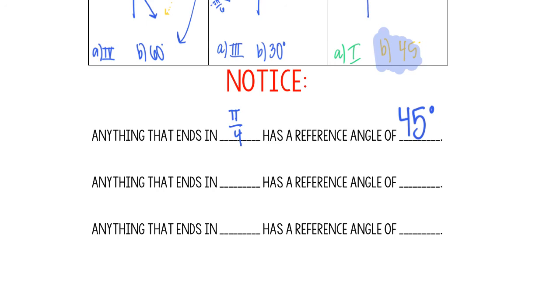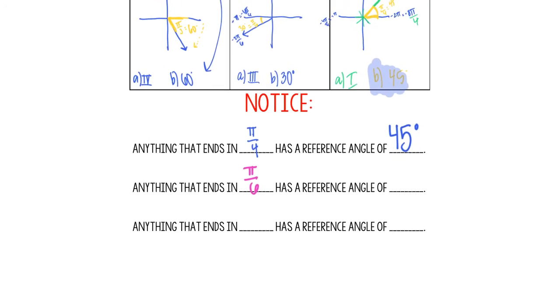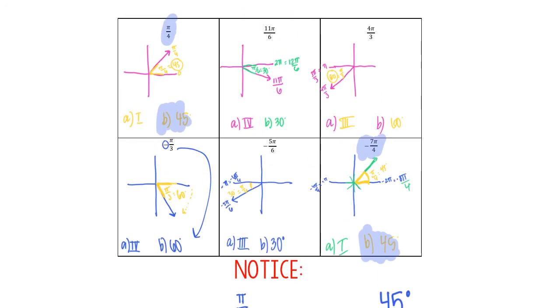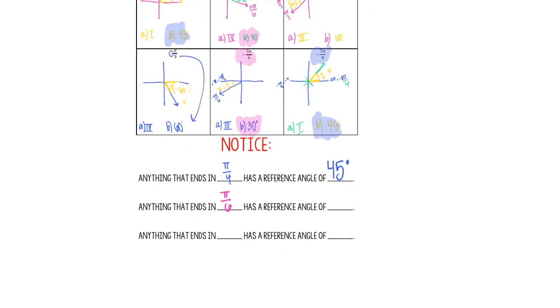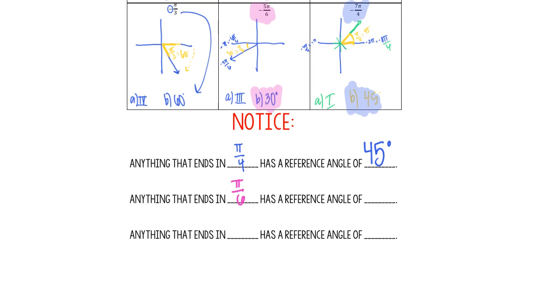Let's look at things that end in pi over 6. We have a couple examples on this page. I guess, two. We have 11 pi over 6 had a reference angle of 30 degrees. Negative 5 pi over 6 also had a reference angle of 30 degrees. So anything that ends in pi over 6 is going to have a reference angle, an angle formed with the x-axis, of 30 degrees.